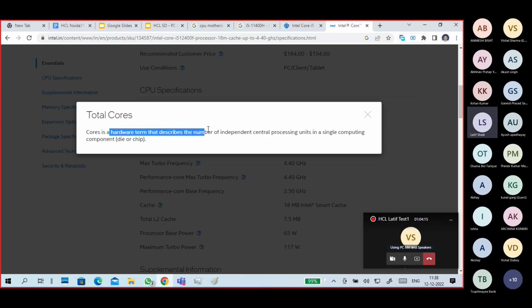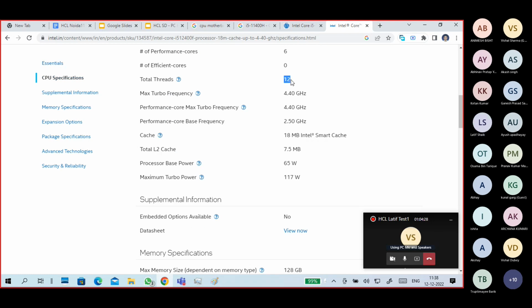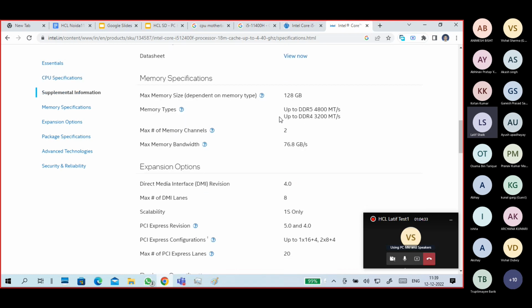The hardware term describes the number of independent central processing units in a single computing component. One processor experiences like 6 processors. Okay. 12 means, okay, sir, got it. Got it, right? Very good.